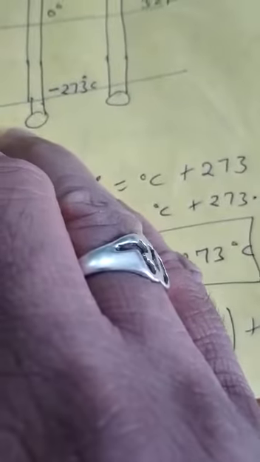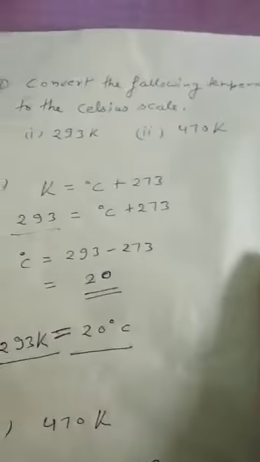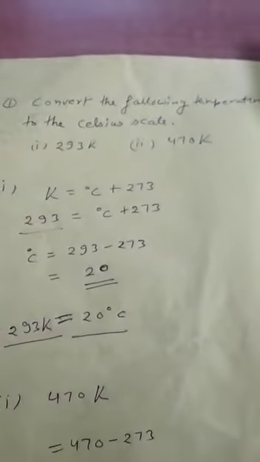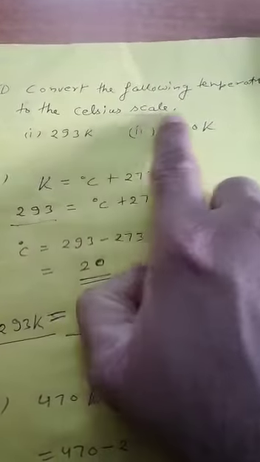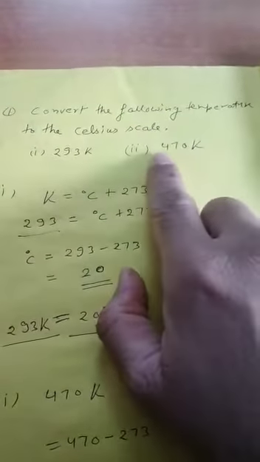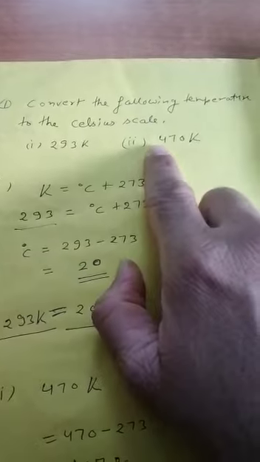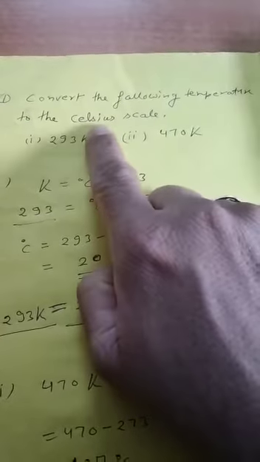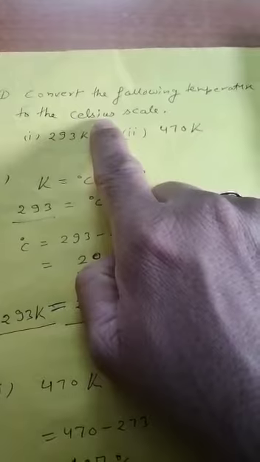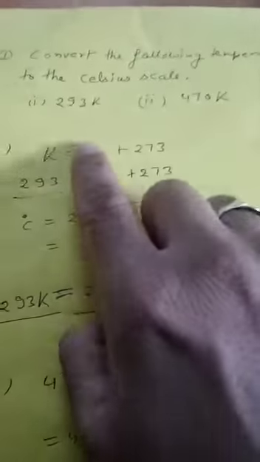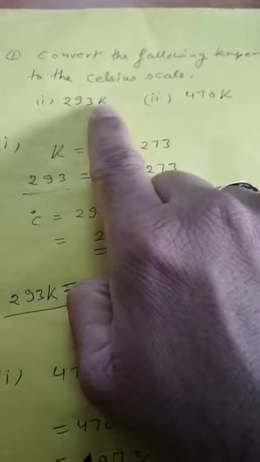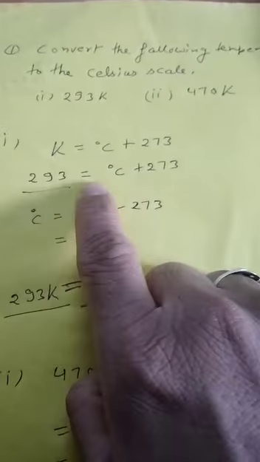So we have some problems in our NCERT book. You can see the first question: convert the following temperature to the Celsius scale. So we have to convert the Kelvin into Celsius value. So we have 293 Kelvin. We can keep the value in this formula.